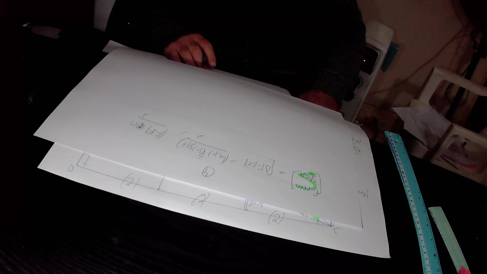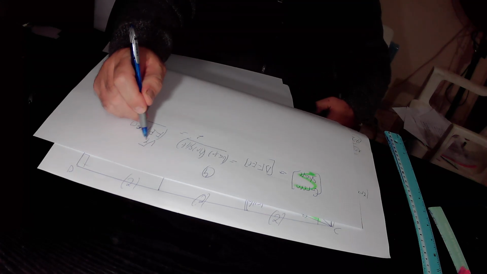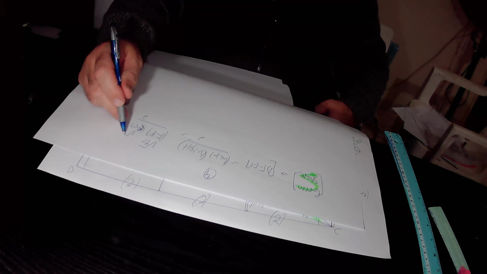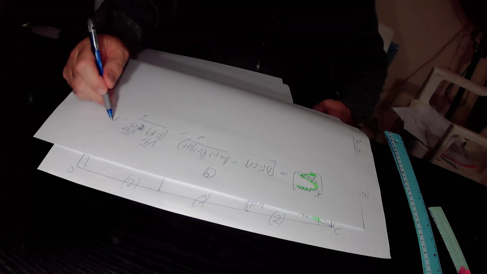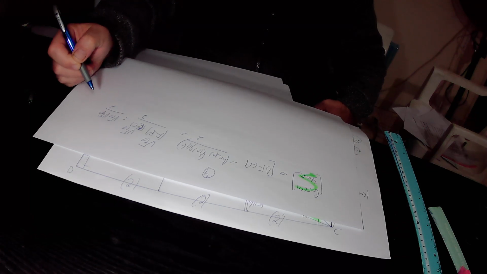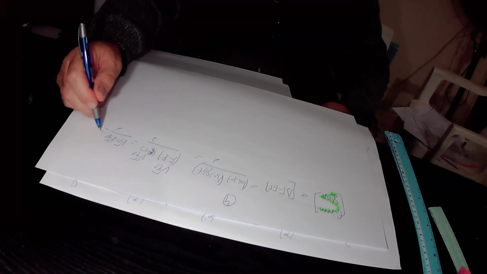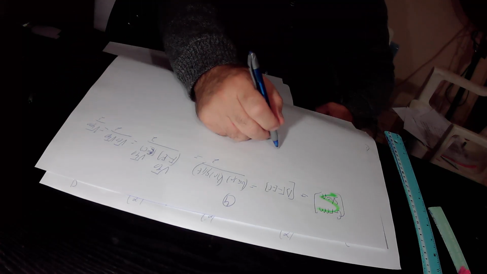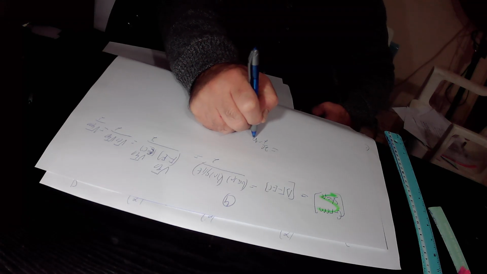We already found out that FE equals the square root of 10 and EC equals the square root of 40. So FE times EC over 2 equals the square root of 10 times the square root of 40 over 2. The square root of 10 times the square root of 40 is the square root of 400 over 2. The square root of 400 is 20, and 20 over 2 is 10.